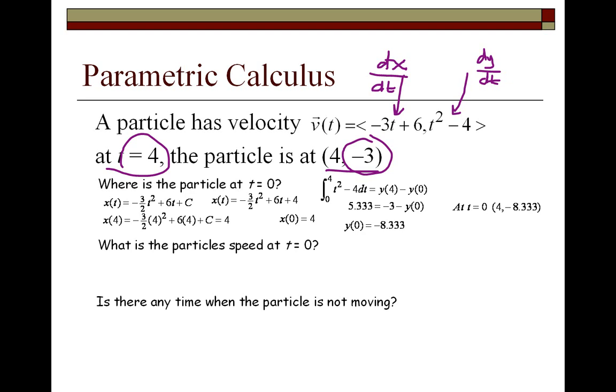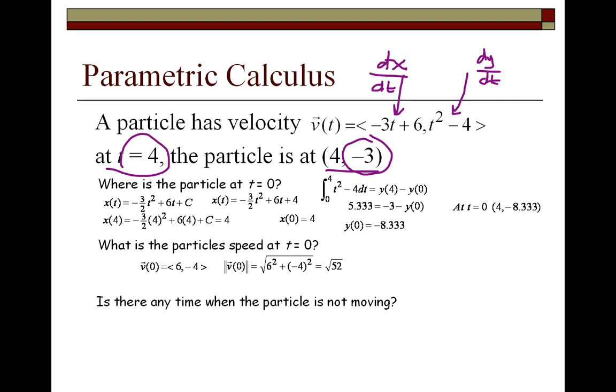Next one says, what is the particle's speed at t equals 0? Well, at t equals 0, we want to find out what the velocity is at that point. The velocity at t equals 0 is going to be a vector. It's 6, negative 4, just plugging in 0. Speed is the magnitude of the velocity vector. So we just have to find the magnitude, which is the square root of 6 squared plus negative 4 squared. That gives me the square root of 52.